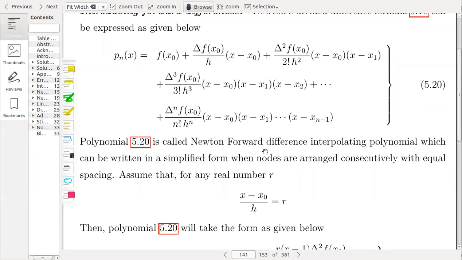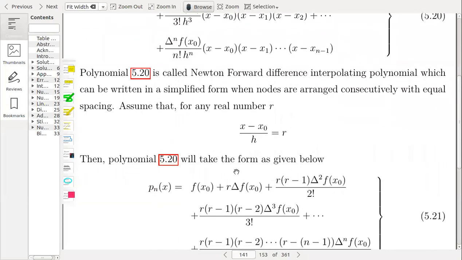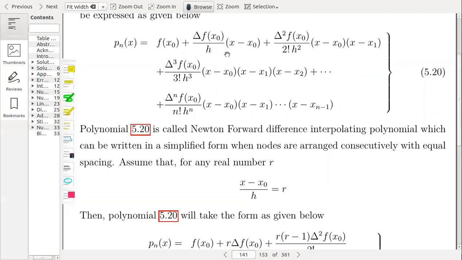So this polynomial can be written in a more simplified form if the given points on the x-axis have equal distance, like an arithmetic progression. The difference between two consecutive numbers should be the same. So assume that for any real number r, (x minus x naught) over h is equal to r. Then this polynomial can be written with x minus x naught replaced with rh.